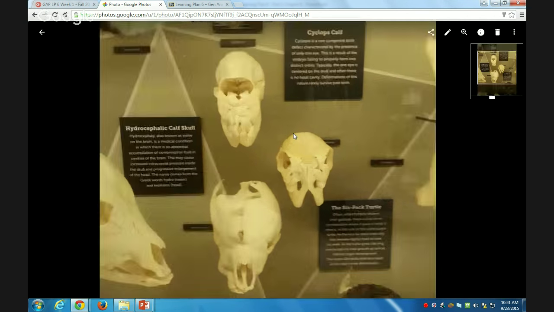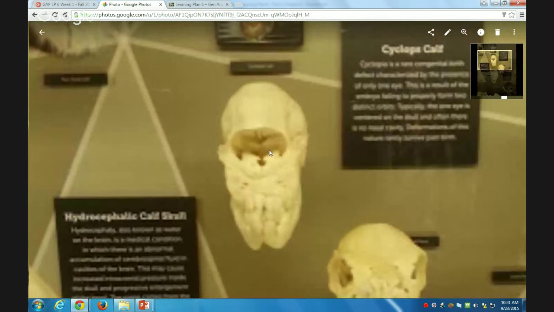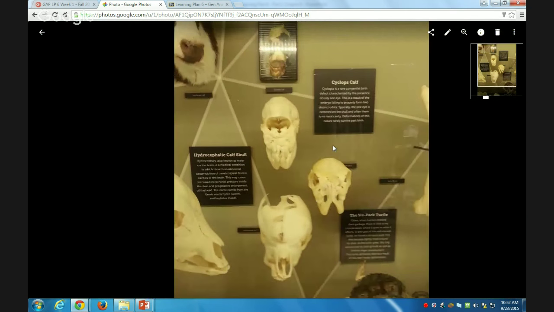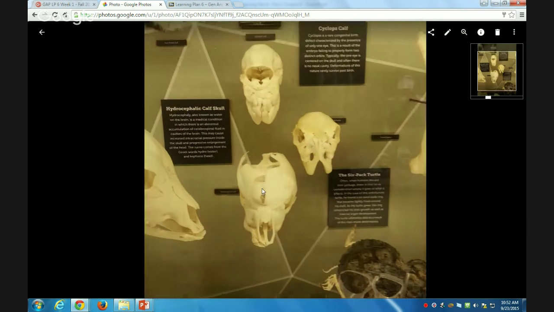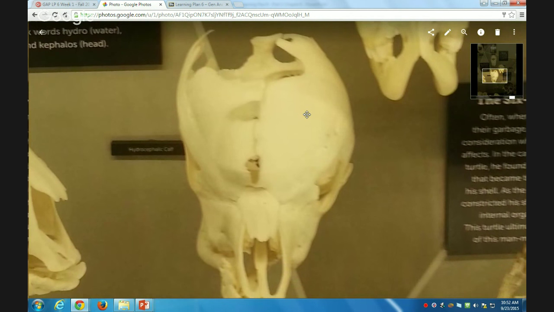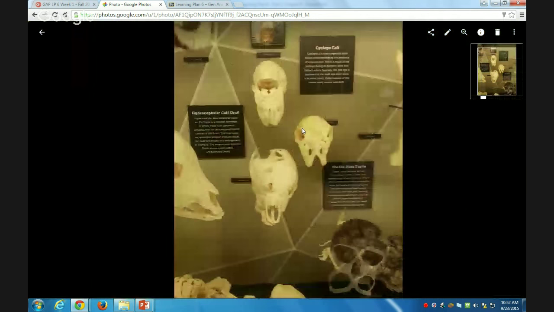Here's some other things. There's a cyclops calf, where the orbit for the eye didn't form two separate sides. This is severely deformed anyway. Look, they showed a picture of what it actually looked like. It did not look like a calf. So they just had some other kind of cool things that were cool to see. Here's a hydrocephalic calf. This happens in adults and humans too, hydrocephalus.